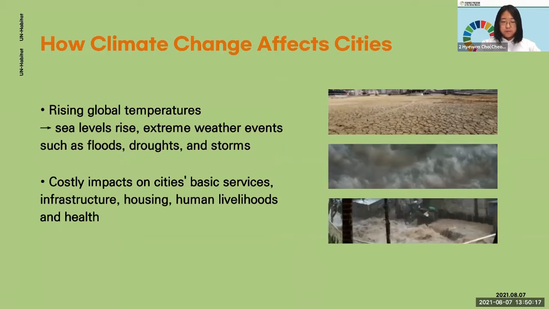How does climate change affect cities? Rising global temperatures cause natural disasters, such as sea levels rising, extreme weather events like floods, droughts, storms, and increases the spread of tropical disease. Also, it has costly impacts on cities' basic services, infrastructure, housing, human livelihoods, and health.